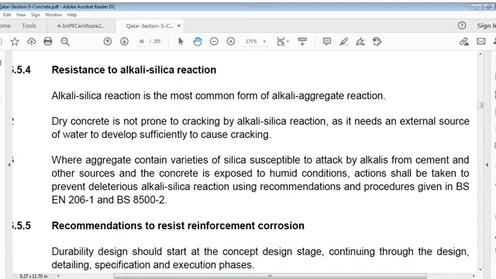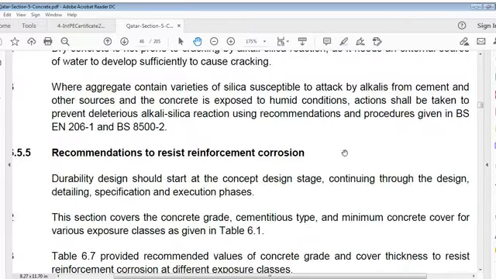Dry concrete is not prone to cracking by alkali silica reaction, as it needs an external source of water to develop sufficiently to cause cracking. Where aggregate contains a variety of silica susceptible to attack by alkalis from cement and other sources, and concrete is exposed to humid conditions.